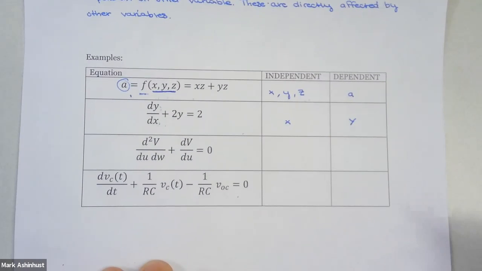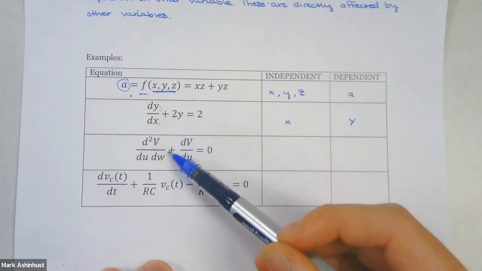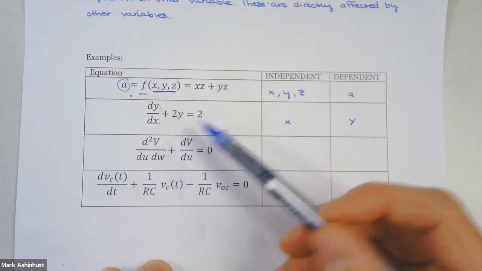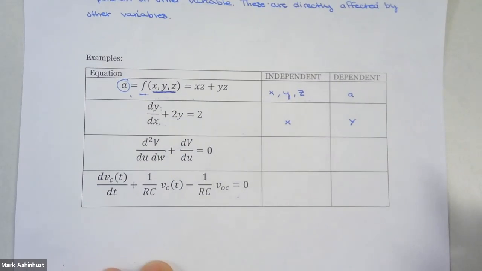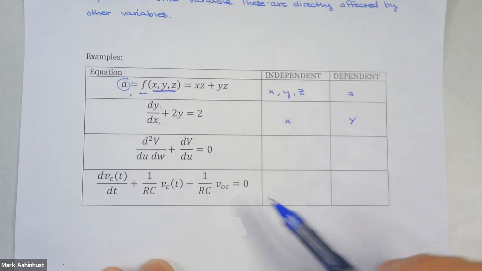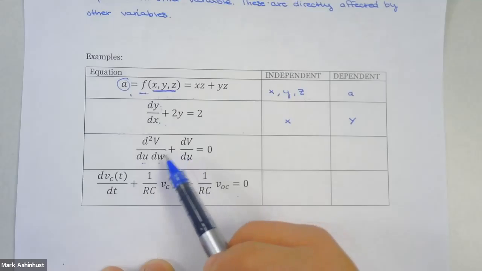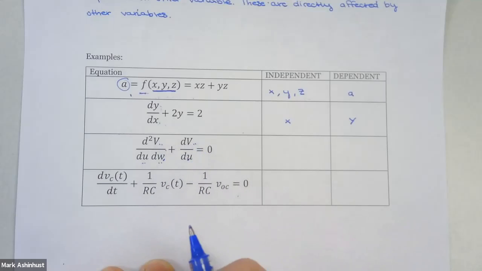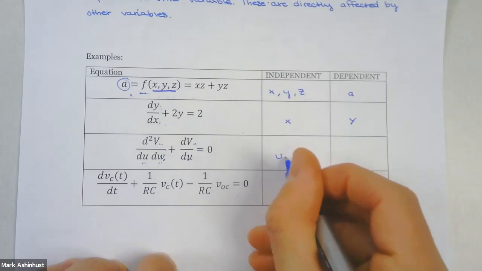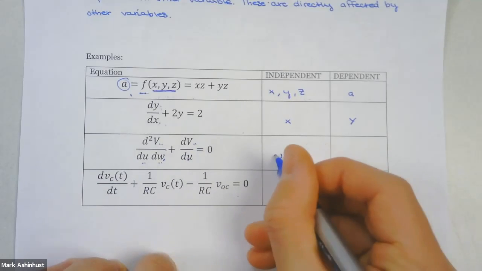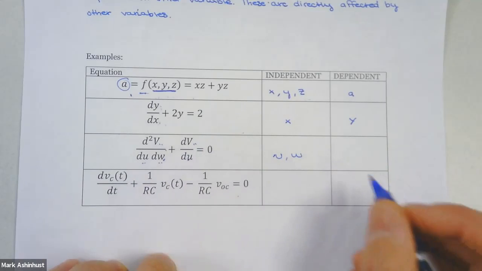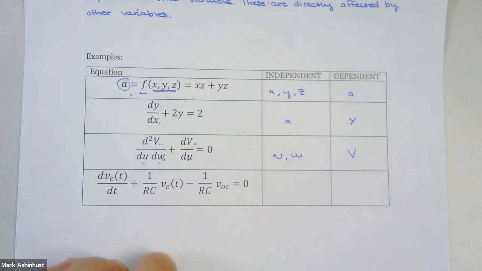Moving on to that, we can do the same exact thing when we're going to the next equation we have here. We can look at the independent, or the denominators, and the dependent, which will be the numerator here. So it's pretty easy to pick out. You could see it. Our independent will be u and w. So u. And our dependent will be capital V.